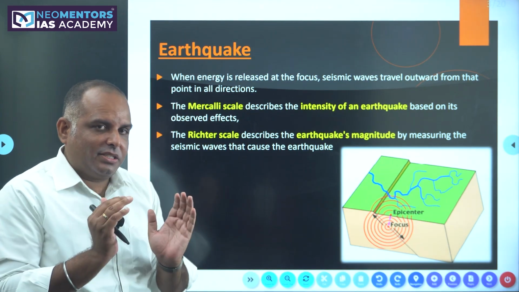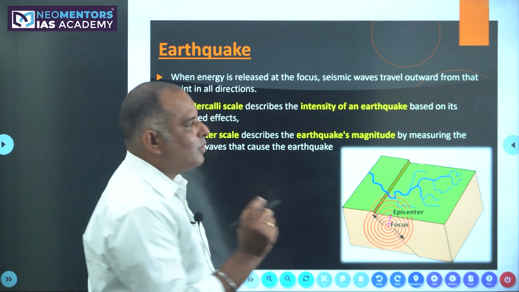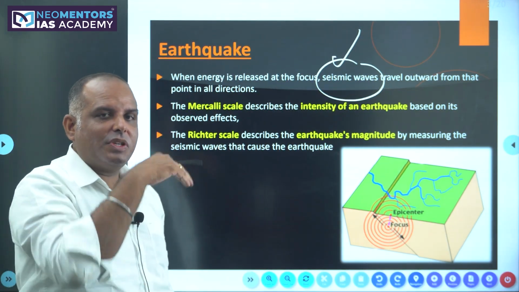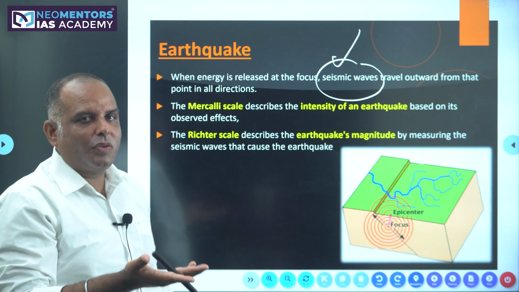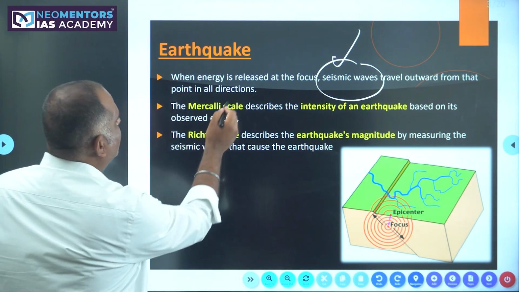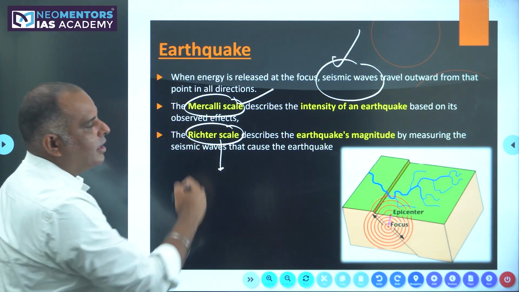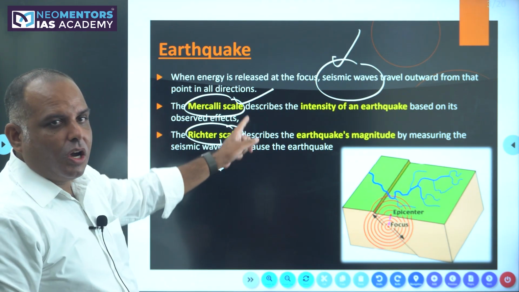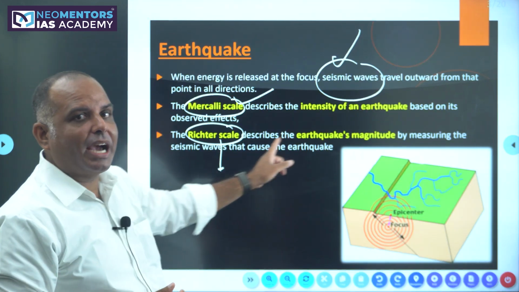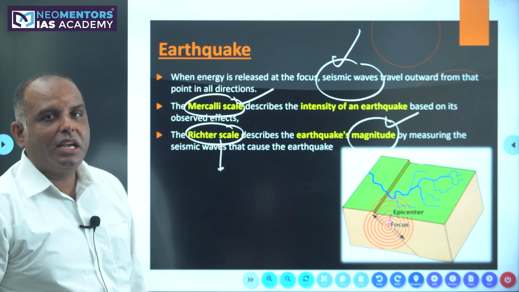When the energy is released, right, it travels in the form of waves, which are called seismic waves. These earthquake waves are called seismic waves, right? And the stations which read these seismic waves are called seismic stations. Now, when we measure earthquakes, we measure in two scales. One is the Mercalli scale. The second one is the Richter scale. Mercalli scale measures the intensity of the earthquake, whereas Richter scale measures the magnitude of the earthquake.